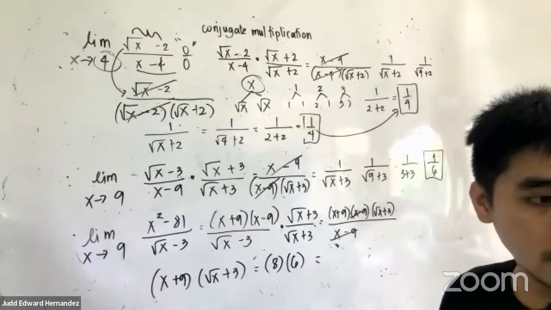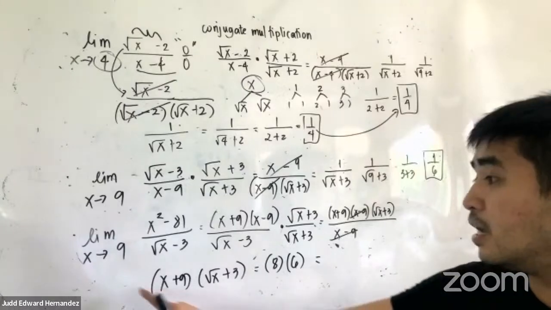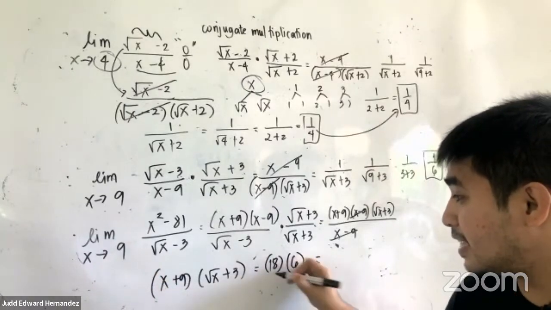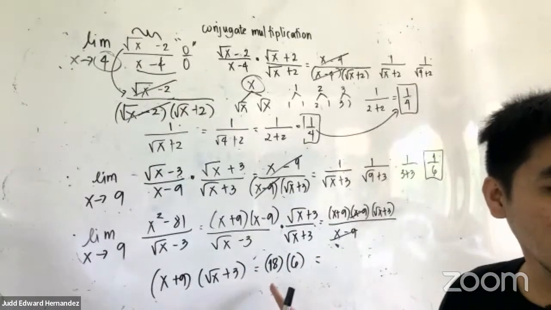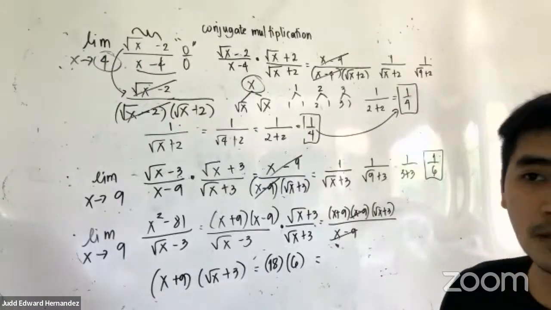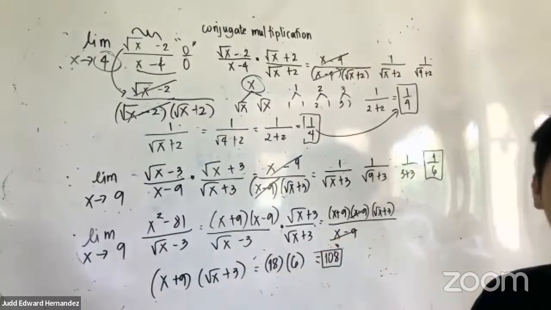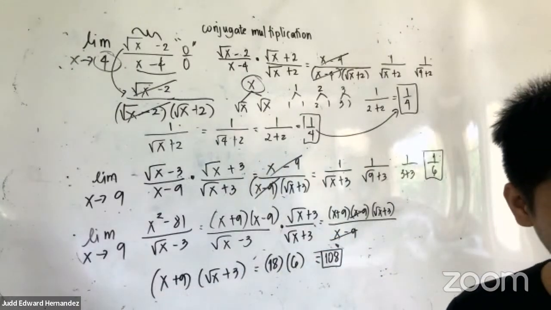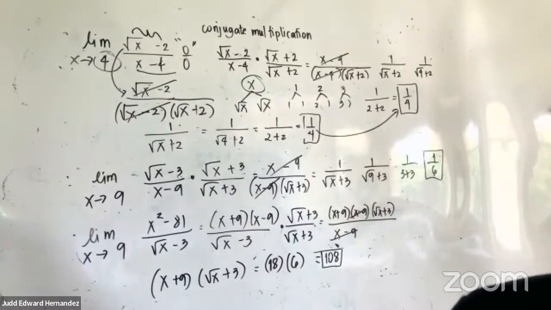Therefore, what is 18 times 6? 108 po. 108. And that is the correct answer. Okay, is this clear? Yes po. Okay, maliwanag na po yun.